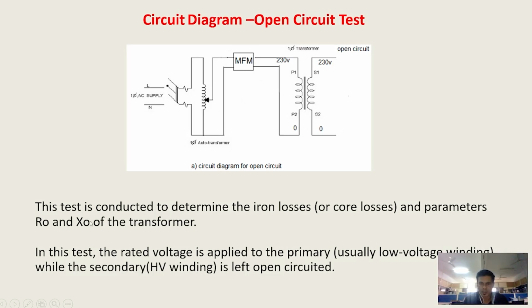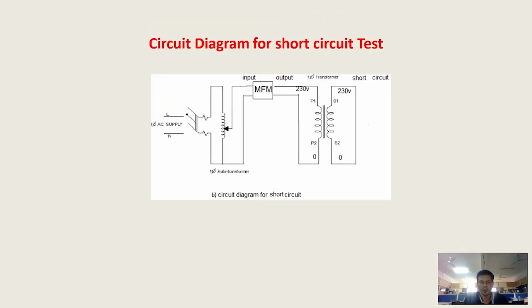In this test we are determining the iron losses, or you can say the core losses. Then we can determine the parameters such as R0 and X0 of the transformer. In this test the rated voltage is applied to the primary, that is, we have to apply a very low voltage, while the secondary is left open.